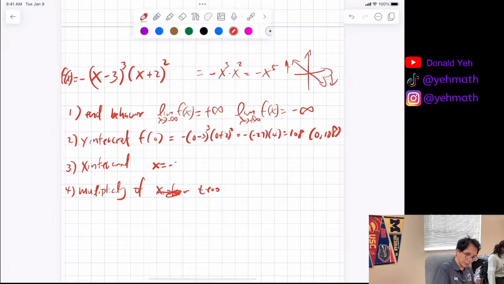X-intercept is what? X equal to negative 2. So x plus 2 equal to 0. X minus 3 equal to 0. X equal to 3. So multiplicity for negative 2 is what? 2. What's the multiplicity for this one? There you go.